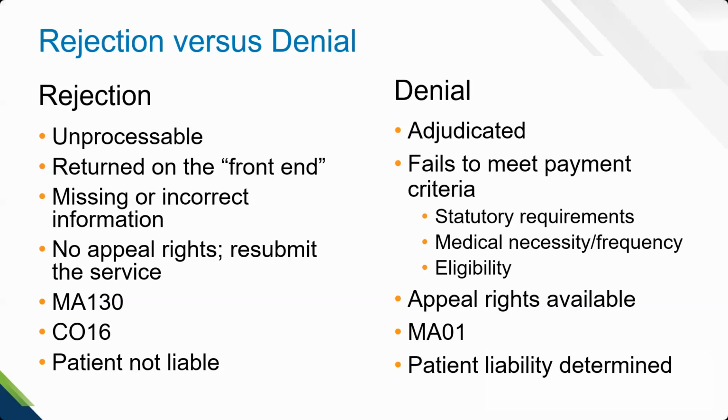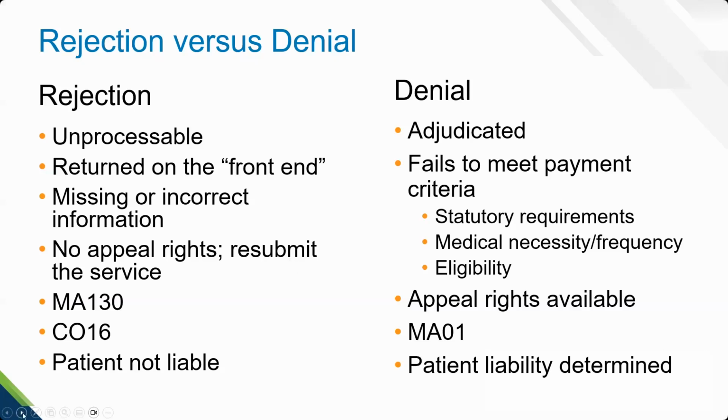Now, for most denied claims, there are appeal rights available, and you will see the MA01 Remittance Advice Remark Code. This is a remark code that tells you that if you do not agree with what we approve for these services, you may request an appeal. And in order to make sure we're being fair, that appeal will be done by another individual who didn't process the initial claim. So the MA01 is what you will see on the remittance advice. That means that the patient liability is to be determined.